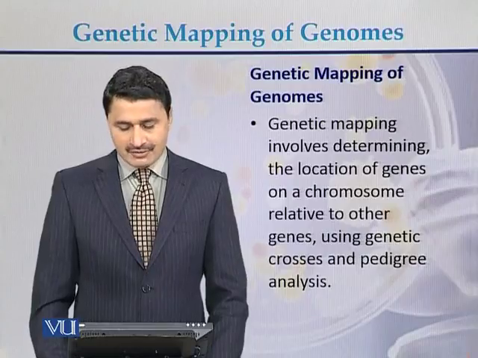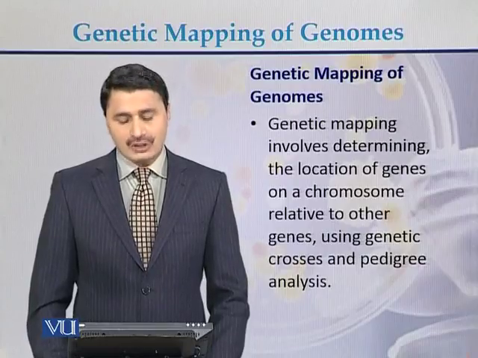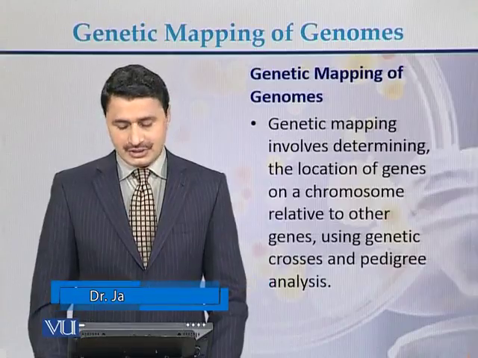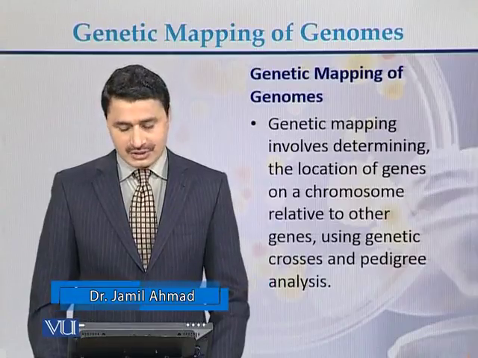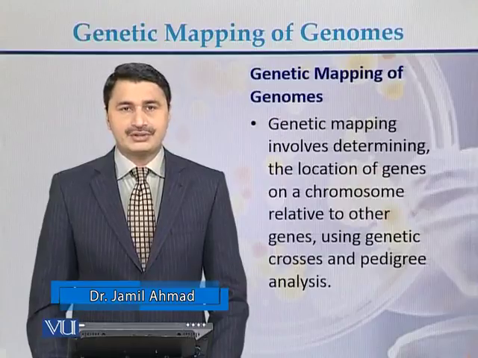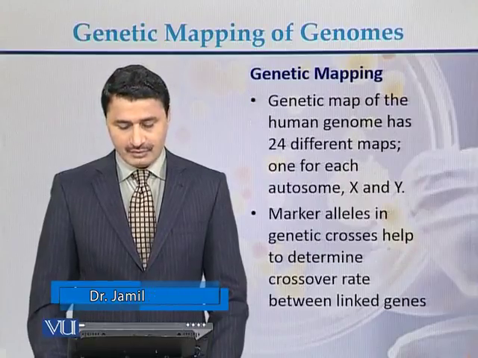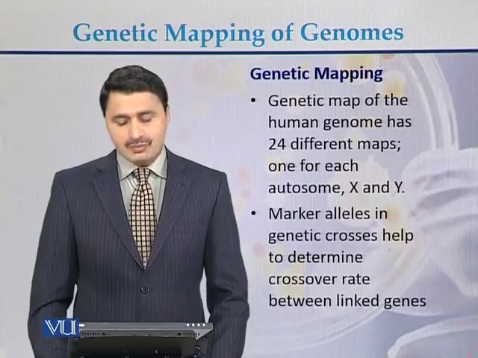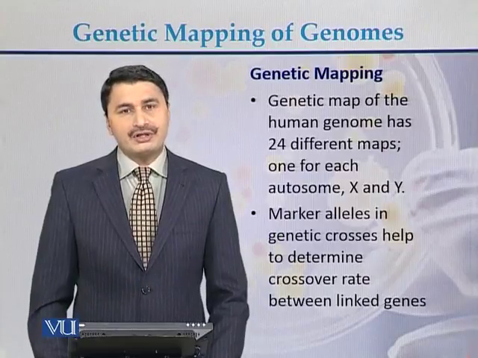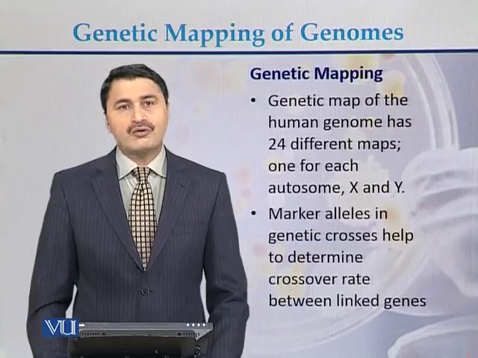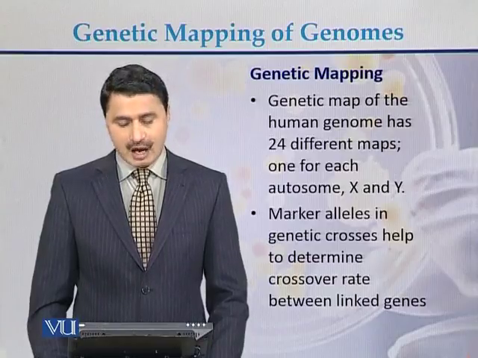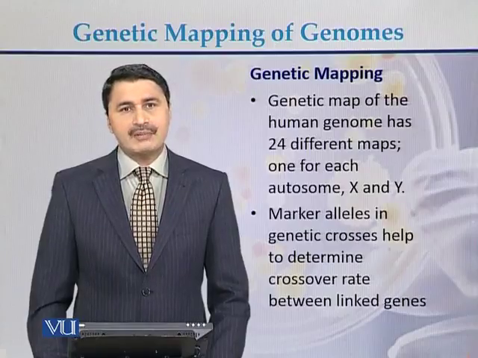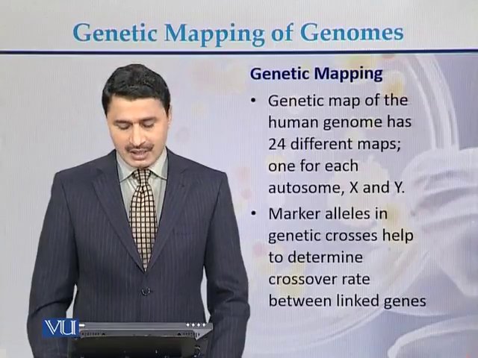Genetic mapping involves determining the location of genes on a chromosome relative to other genes using genetic crosses and pedigree analysis. As an example, the genetic map of the human genome has 24 different maps that include one for each of the autosomes, a genetic map of the X chromosome, and a genetic map of the Y chromosome.